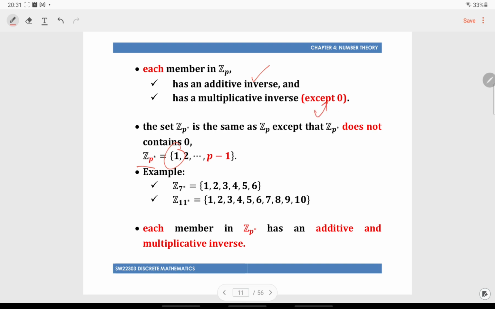So 0 in Zp doesn't have any multiplicative inverse. But if we exclude the 0, then it becomes Zp star. For Zp star, each member has an additive and multiplicative inverse. That means if we exclude the 0 from Zp, it becomes Zp star. The entries are just like Zp, but the only difference is that the smallest element inside the set starts from 1 and not 0.